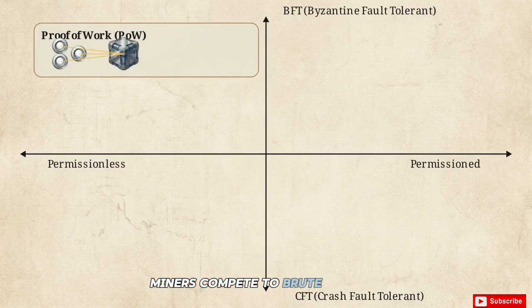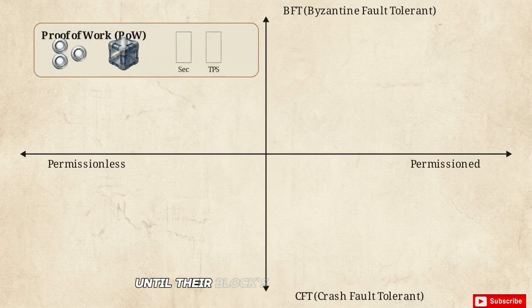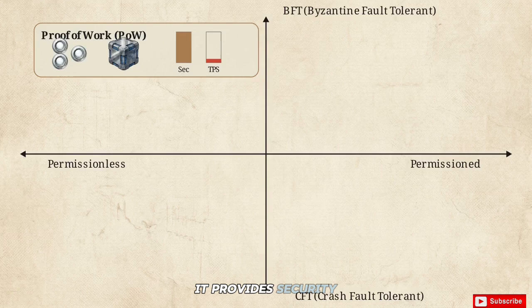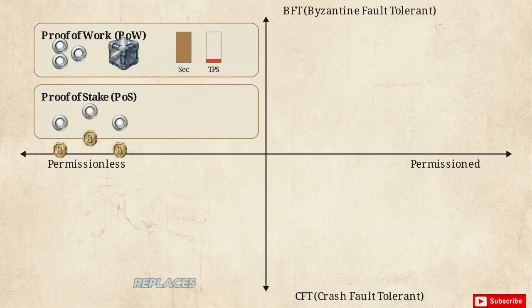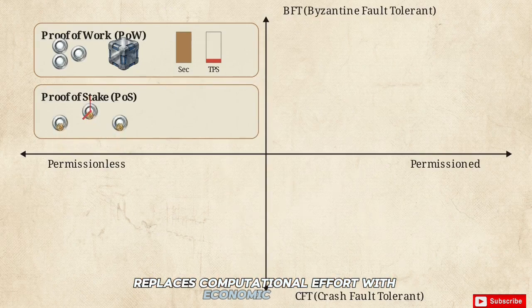Miners compete to brute force a random nonce until their block's hash falls below the strict difficulty target. It provides security by tethering the ledger to physical energy expenditure, though it limits transaction throughput. Proof of stake replaces computational effort with economic capital.